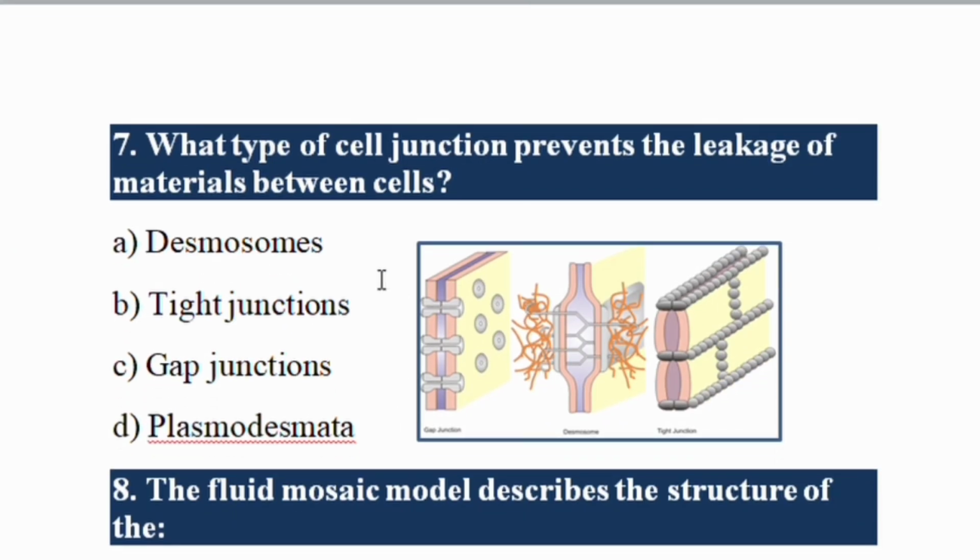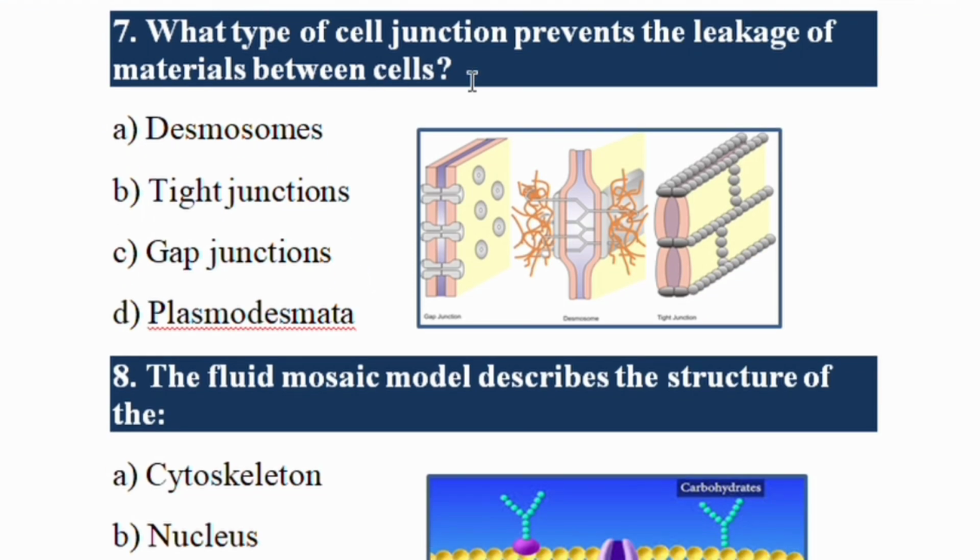Next, what type of cell junction prevents the leakage of material between cells? Desmosomes, tight junctions, gap junctions, or plasmodesmata. So, tight junctions prevent the leakage of materials between cells.